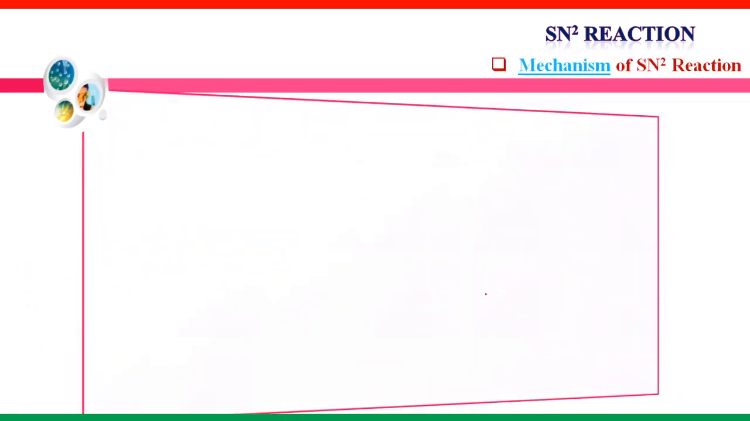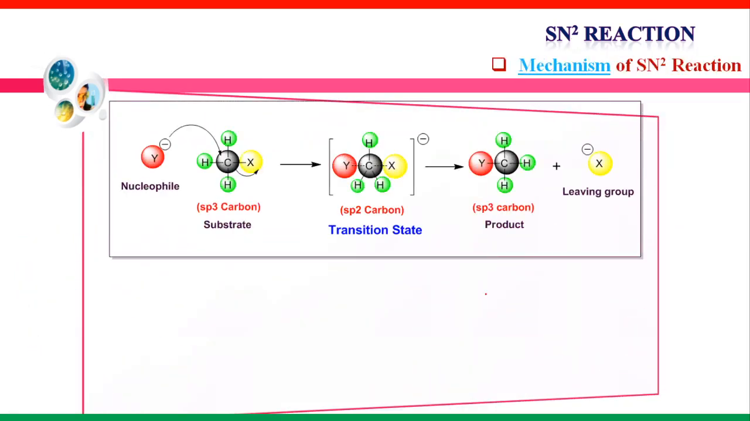Then what is the mechanism of SN2 reaction? In the slow step, bond breaking and bond formation occur in SN2 reaction. On the basis of kinetic study, scientists Ingold proposed the mechanism of SN2 reaction. This is the proposed mechanism of SN2 reaction.